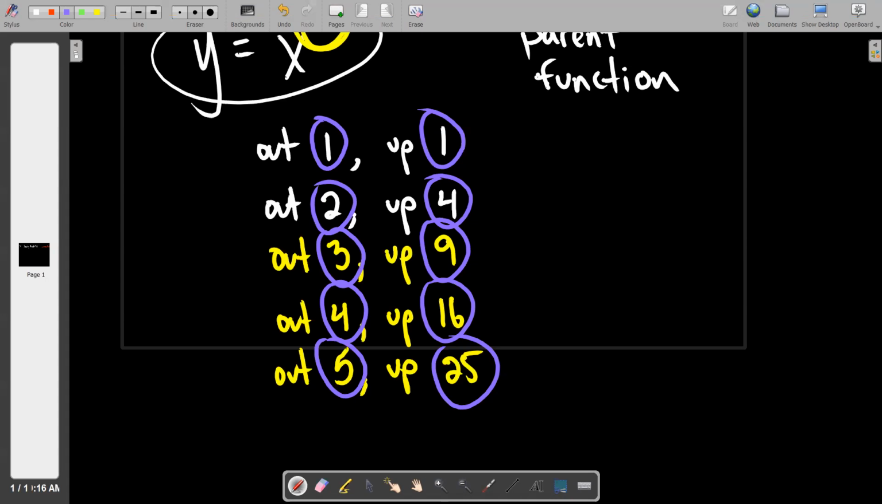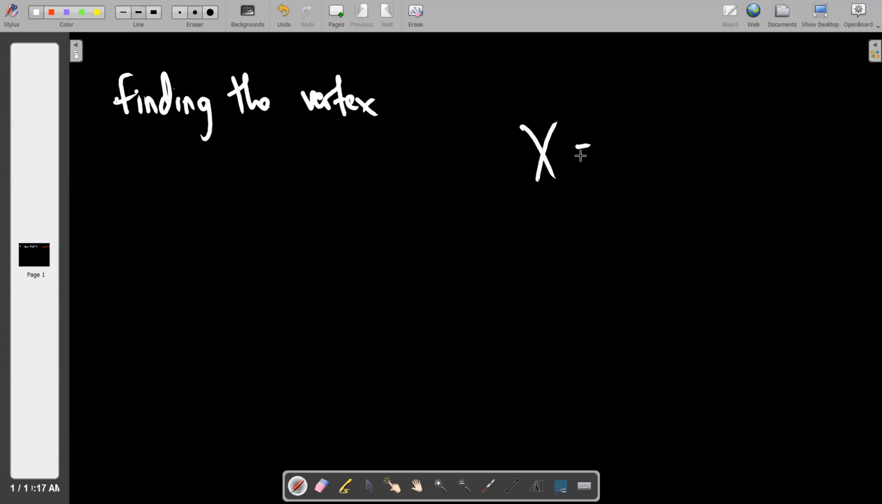All right. So now let's figure out how to find a vertex. Finding the vertex is a formula. You know how you get a formula in math and you want to keep it close by, like the quadratic formula when you first learn it, you want that in a box. You're going to want this formula. This is your guy: x equals the opposite of b divided by 2a.